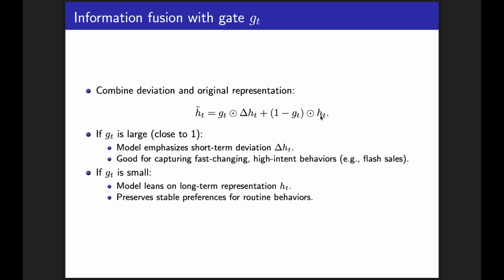Okay, so with this, what happens is if g of t is pretty large, then we're gonna emphasize the short-term deviation, the first part. That means we're gonna emphasize the short-term spikes, flash sales, for example. If g of t is small, then the second part kicks in, meaning the model leans on more long-term representation, h of t, the hidden representation at time step t, without considering the difference between that and the average. So this is for stable preferences.